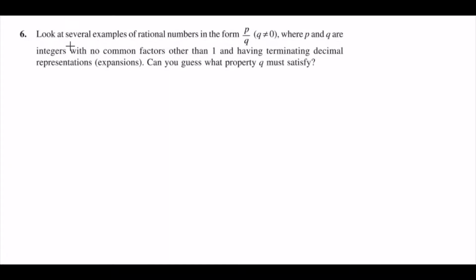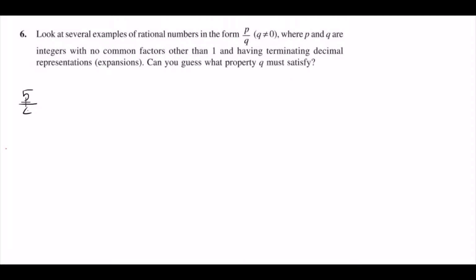So the sixth question is, look at several examples of rational numbers in the form p by q, where p and q are integers with no common factors other than 1 and having terminating decimal expansions. Can you guess what property q must satisfy? So let's take an example.